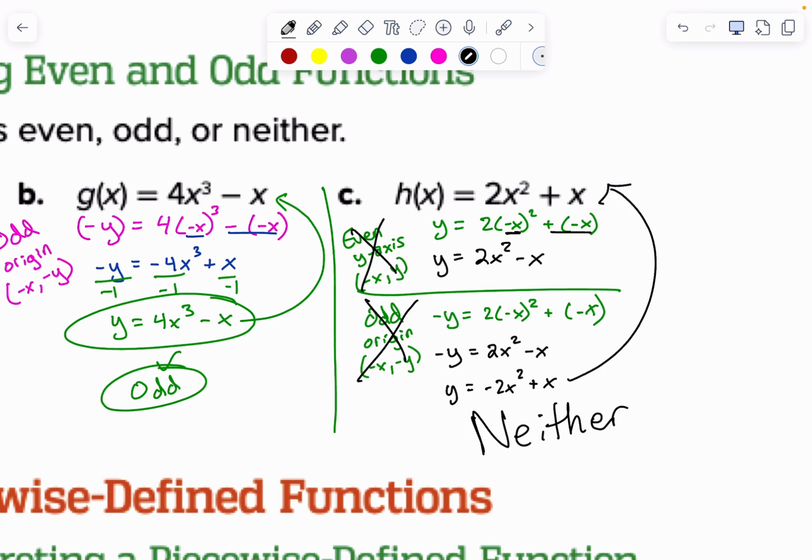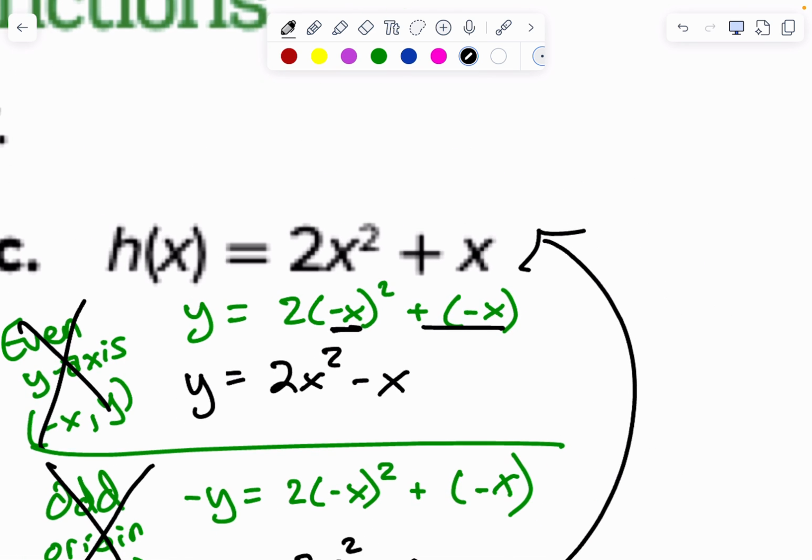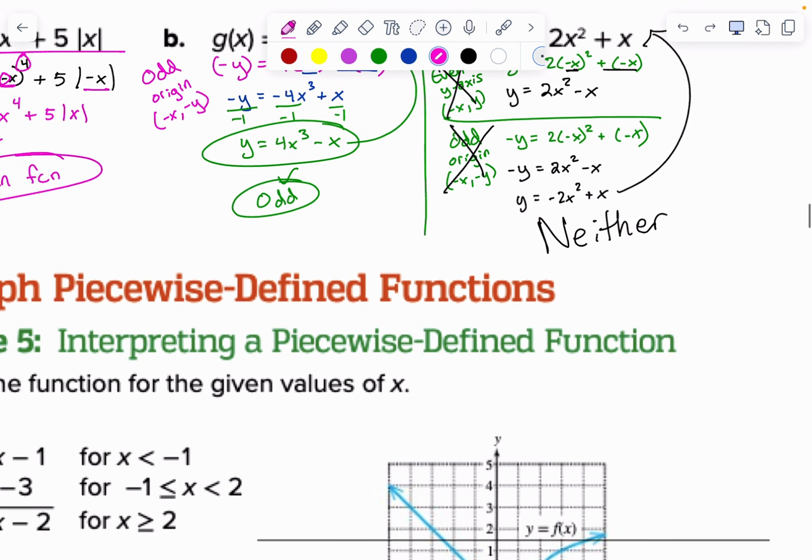But can't you just do the even and then call it neither, and not do the odd? Probably. It's an even powered function. But the reason why it's a neither is because it's even here and it's odd here. So it's even and odd kind of at the same time. Weird. Okay, good? Are we done?